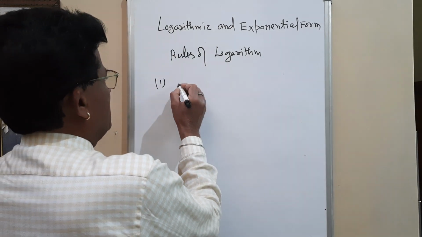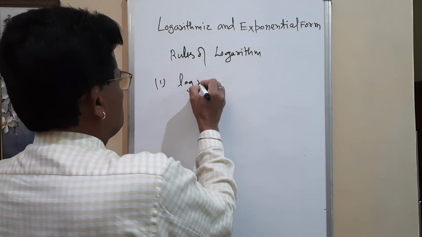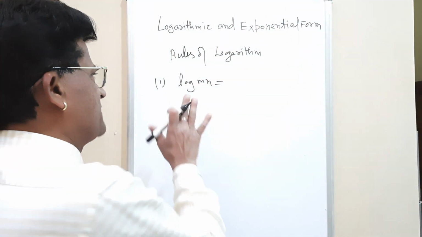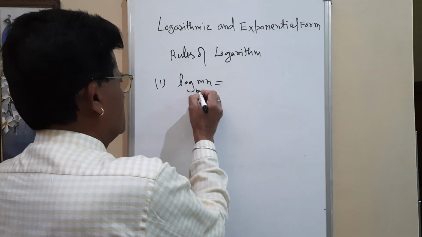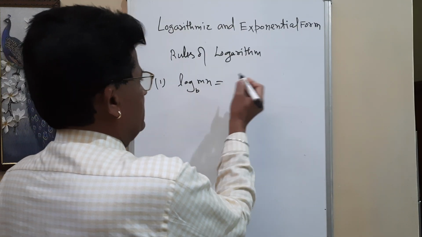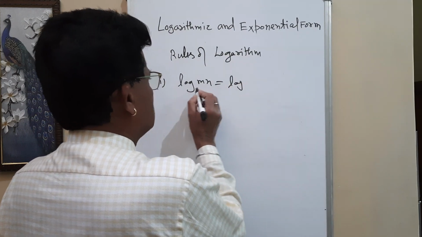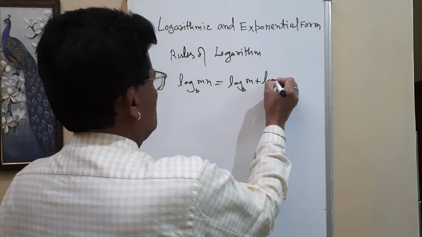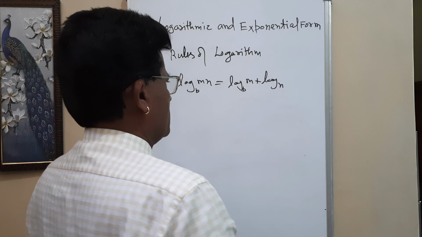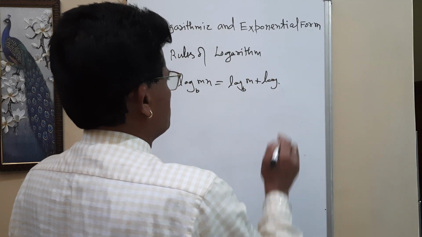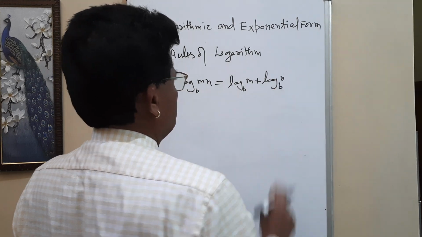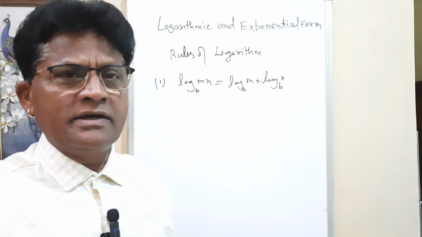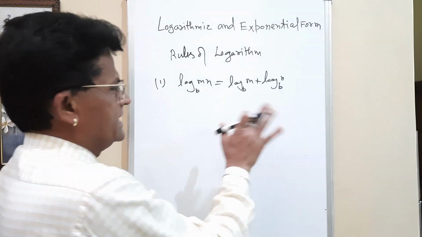Whenever there is the product of two numbers, m and n, I told you the base is the same, the base is understood. If you want to write, you can write a, b, whatever it may be. Then on the right side, when there is the product of two numbers, it will be log base b of m plus log n, because the base will be the same. Base is understood, sometimes it may not be given. That is why if you want to write it, you can, otherwise no need to write.